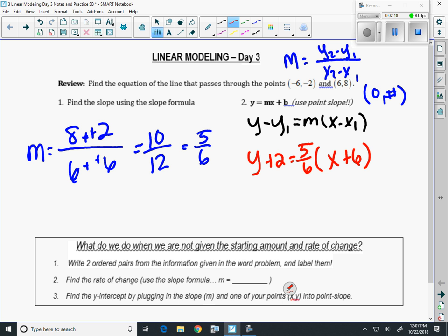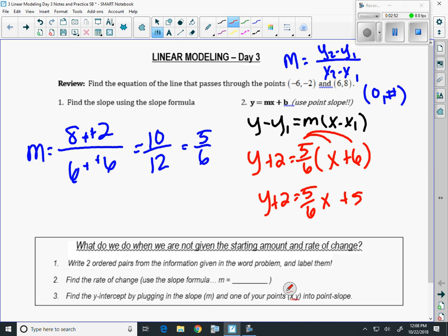All right, then we want to solve for y. So we're going to distribute our 5 over 6. What's 5 sixths times 6? 5. Here's why: if you do 5 over 6 times 6 over 1, what happens? The 6's cancel, and you're left with 5. Okay, that's why that works that way.